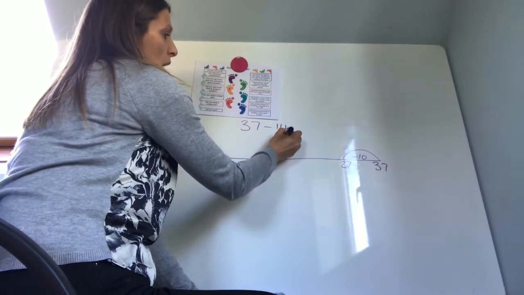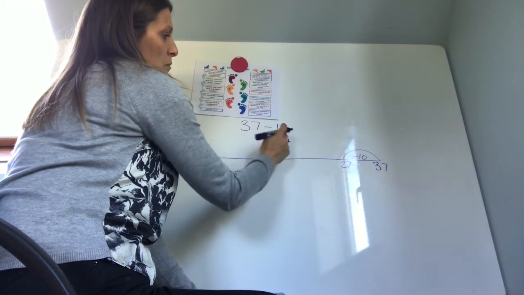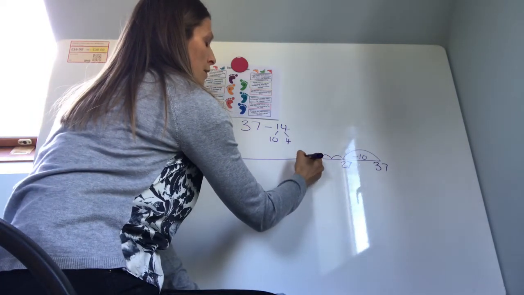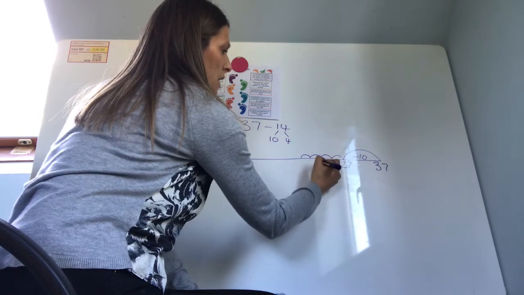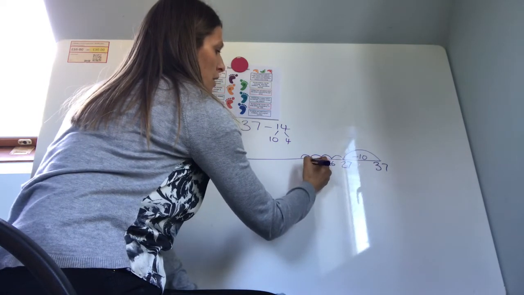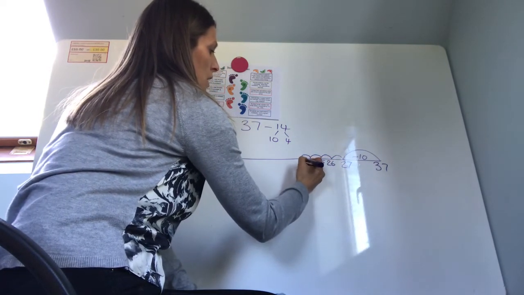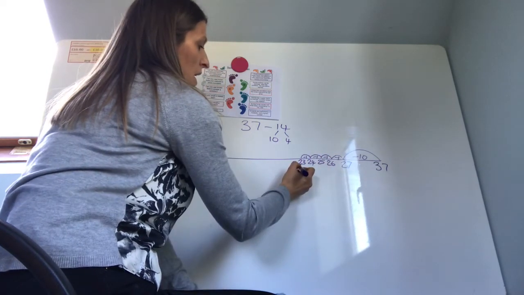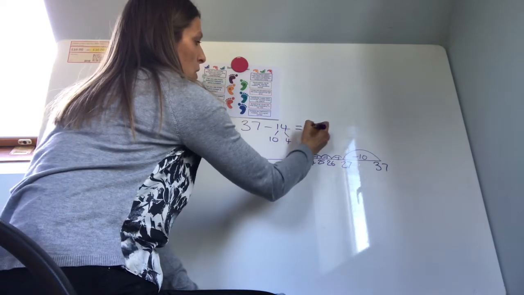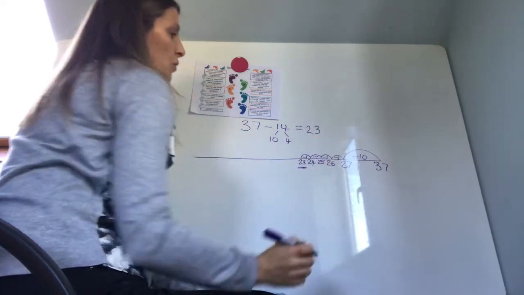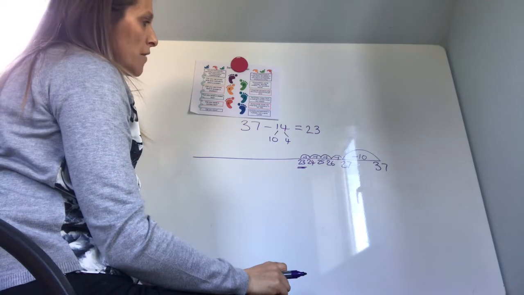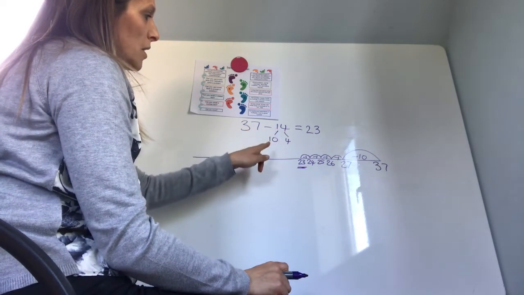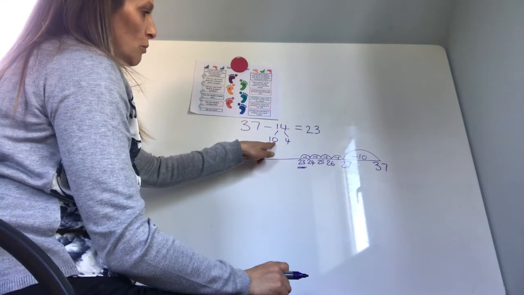Then I'm going to take away my 4 ones. 1, 2, 3, 4. So 26, 25, 24, 23. Now remember, these are ones. So my answer is going to be 23. If you were going to take away a bigger 2-digit number, you would do it exactly the same way, but you would go with more jumps of 10.